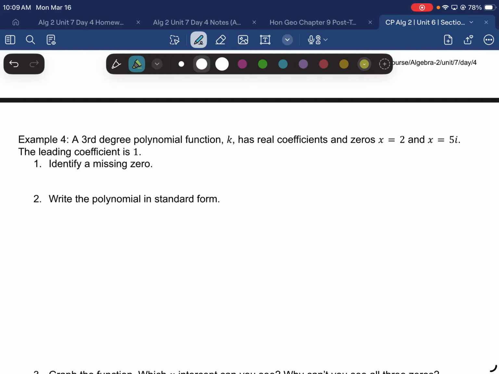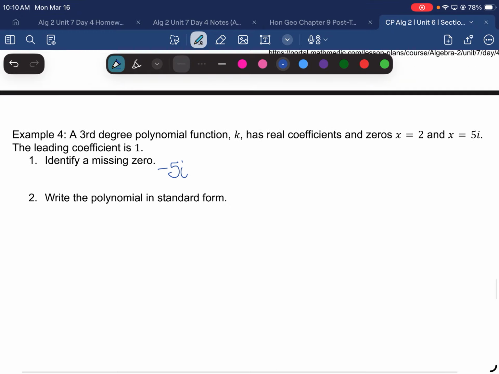And that's because if I give you a 5i, what's the missing zero? That's not listed. Negative 5i. Exactly. So you have these 3 zeros now: 2, positive 5i and negative 5i. Whenever you see the imaginaries, they probably won't be listed both as the positive and negative. So identify your missing one, which here would be the negative 5i.